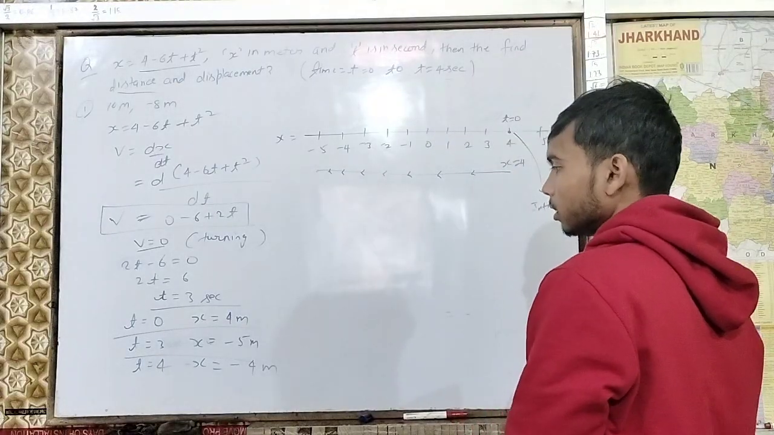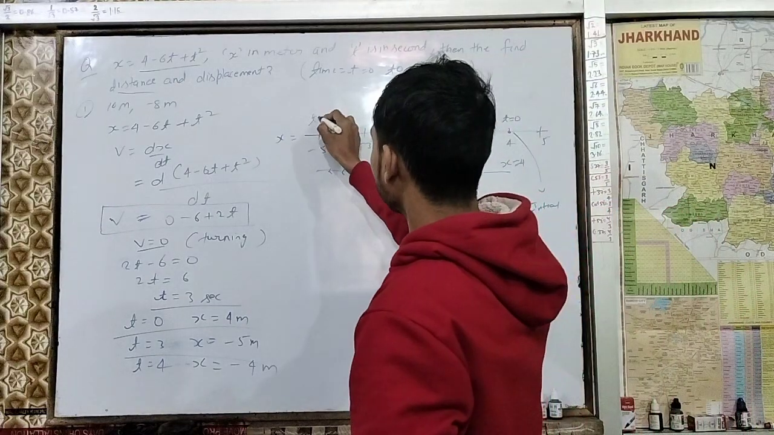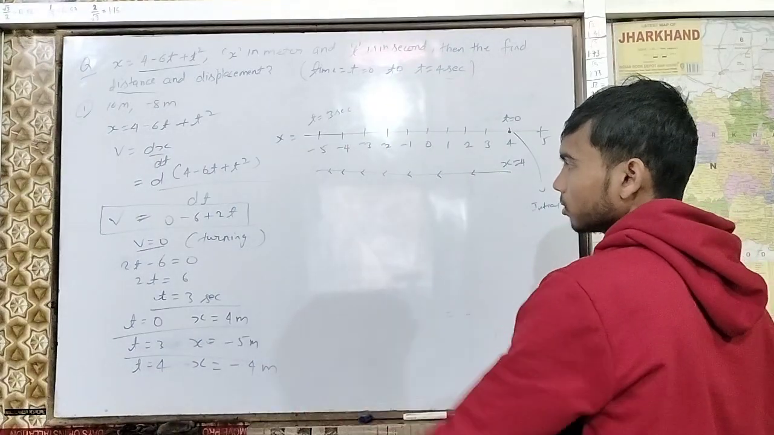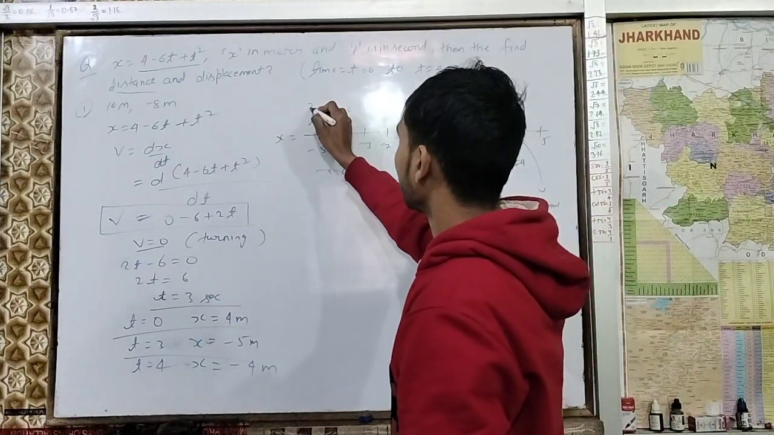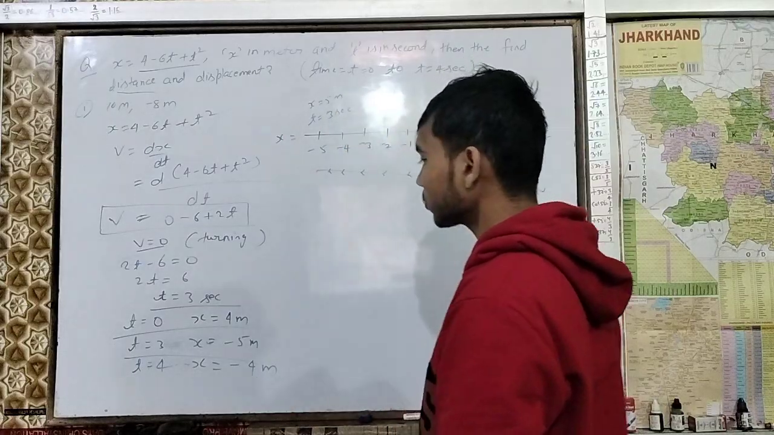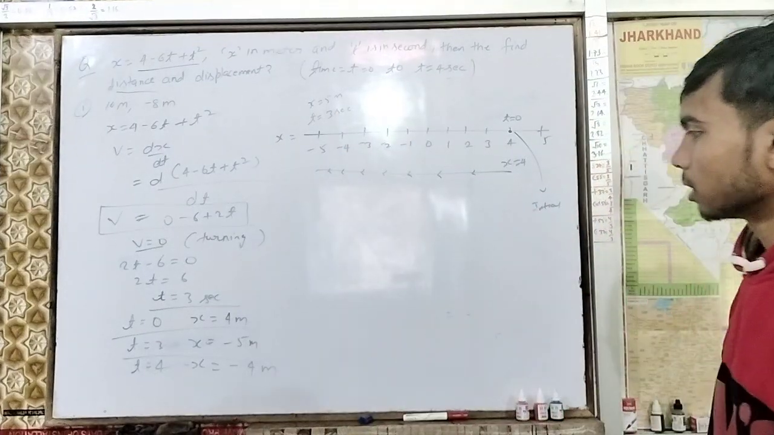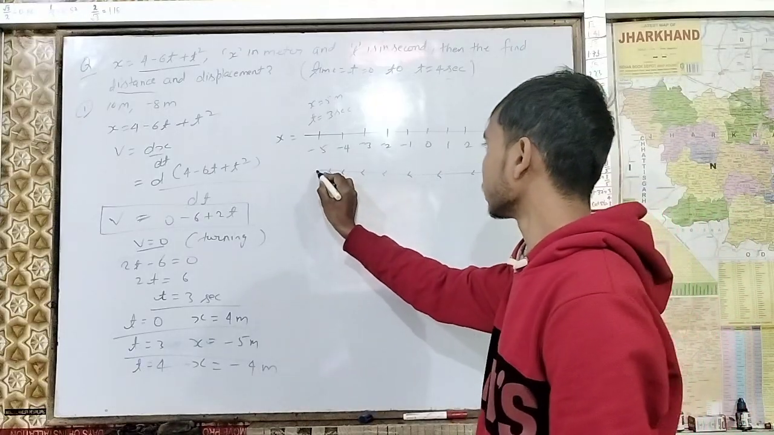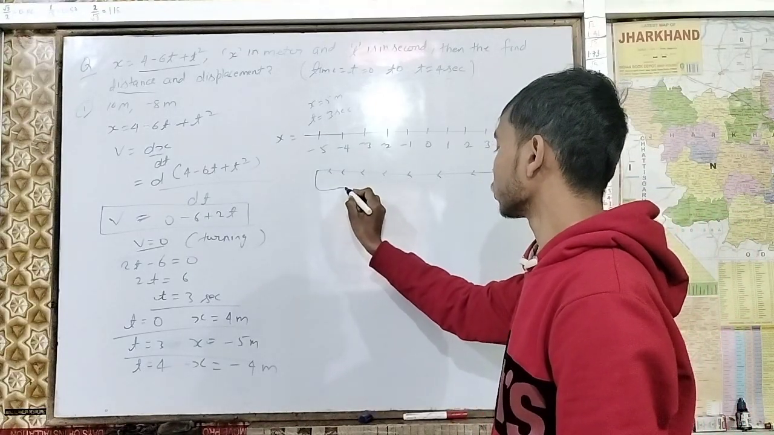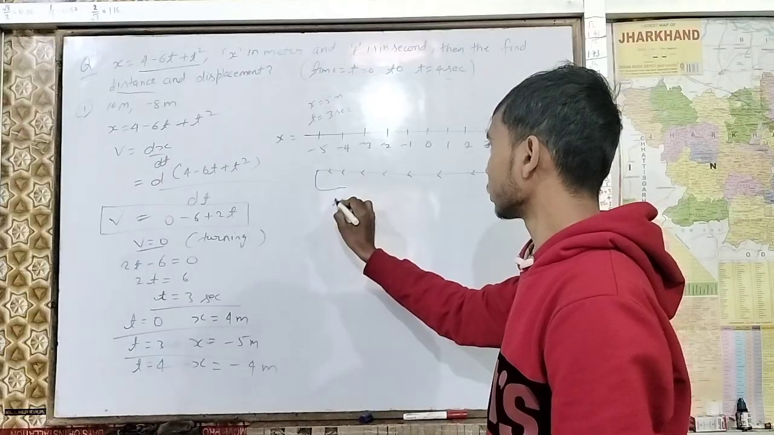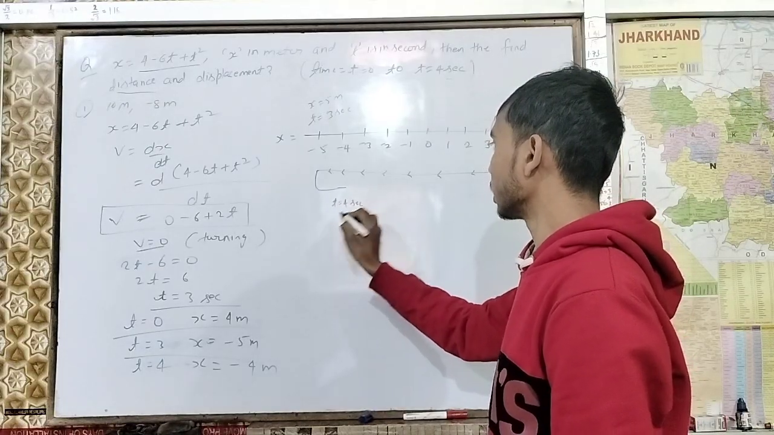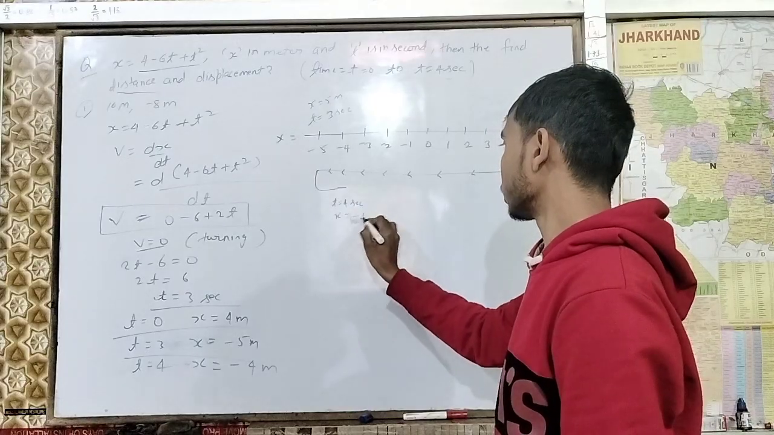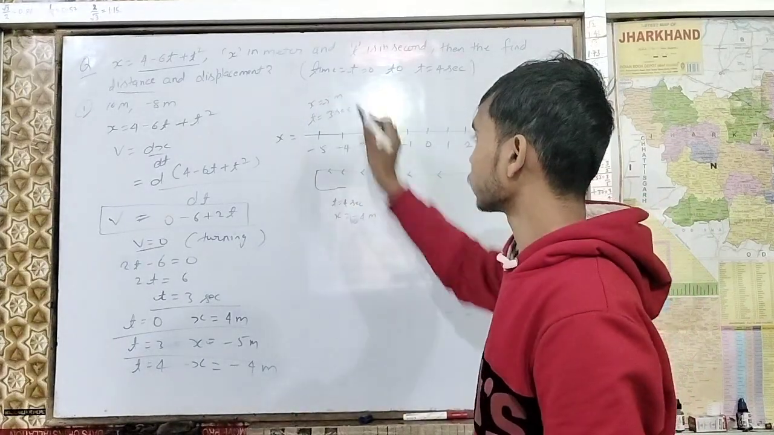Now t is 3 seconds, and x is how much? 5 meters, minus 5. Last, t is equal to 4 seconds. The object came over here like this, over here at minus 4. t is 4 seconds and x is 4 meters. Not 4 but minus 4. And here it is minus 4.